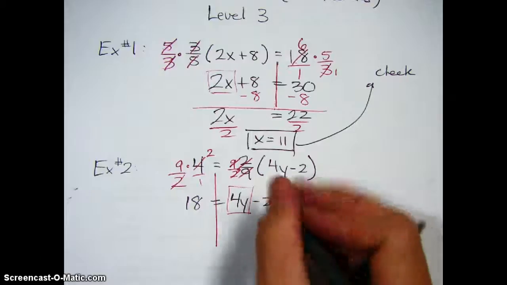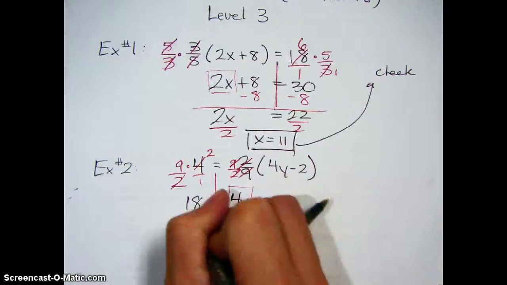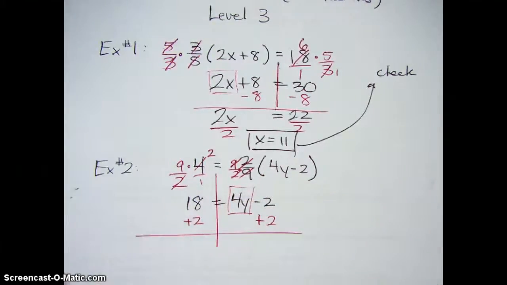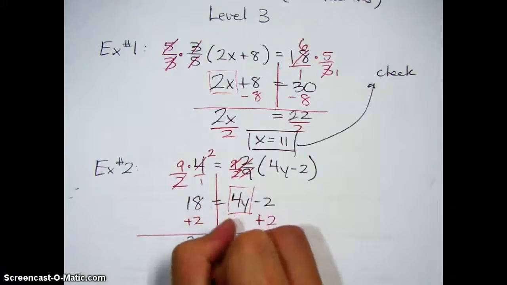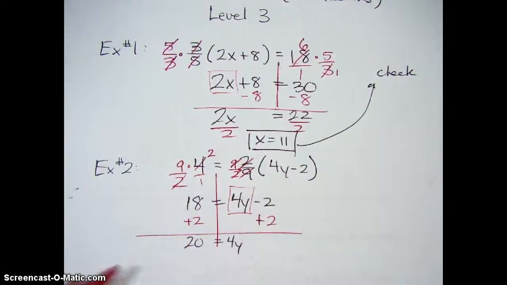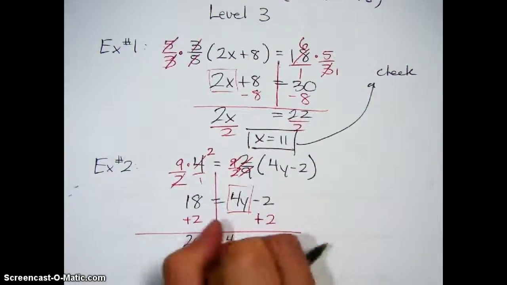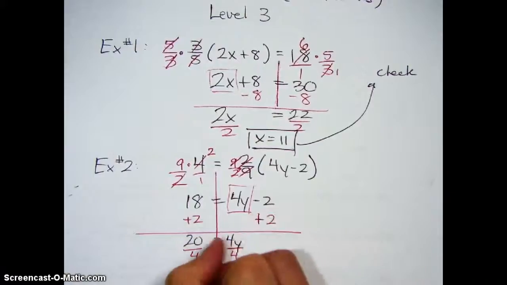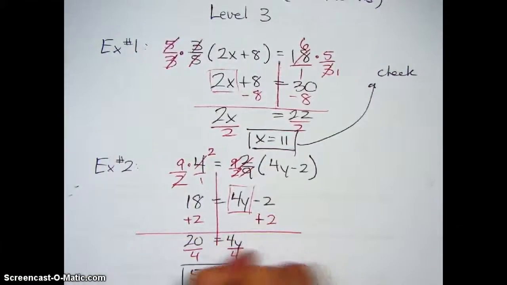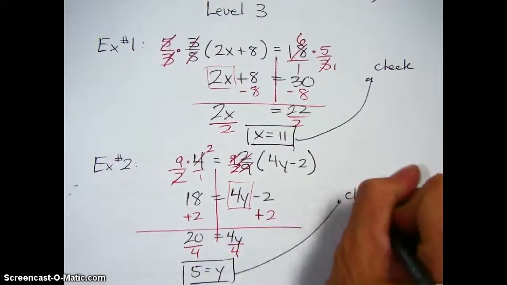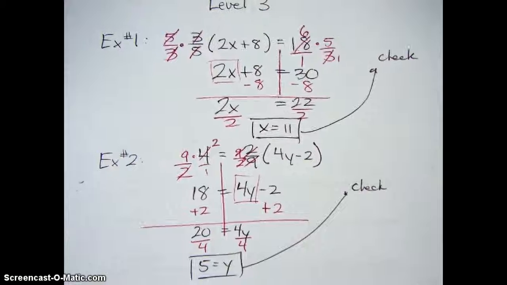Okay, so here's my variable. I've got a negative 2 as a constant, so let me get rid of that first by adding 2 to both sides. If I do that, I get 20 is equal to 4y, at which point I will now divide by my coefficient, and I get 5 as my answer. And then you can go back and check your work. Alright, so I've got one more for you.